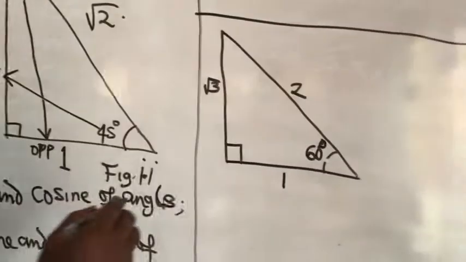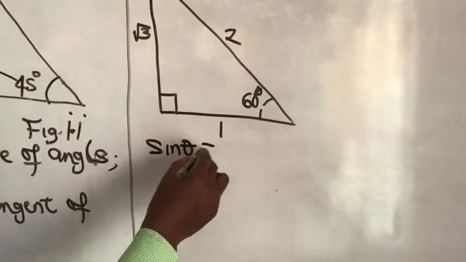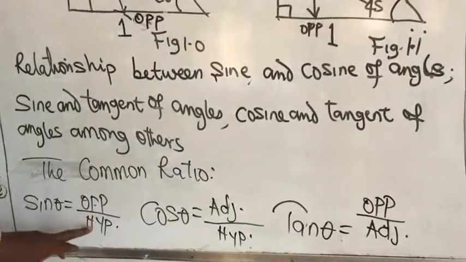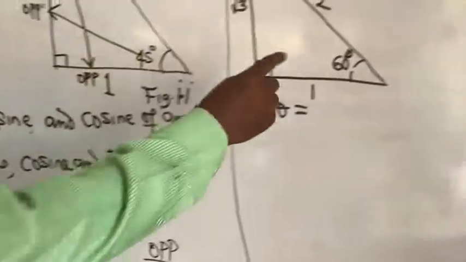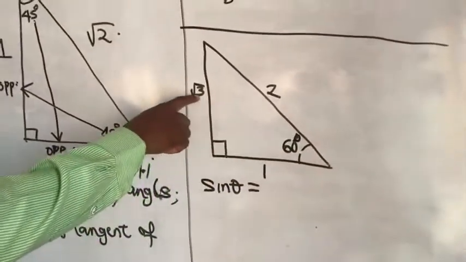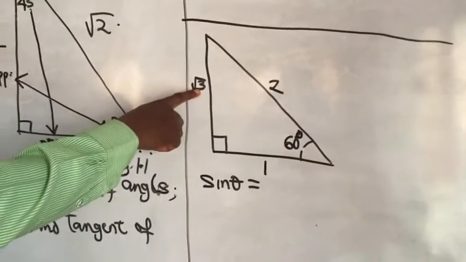So now I want to look at sin theta. If you look at the rule of sin theta, what does sin theta say, please? Let's look at it. It should be opposite over hypotenuse. I've told you already, this is angle 60. Check who is facing it. Which side is facing it? If it is square root 3, that's the opposite. Please take note of the opposite now.